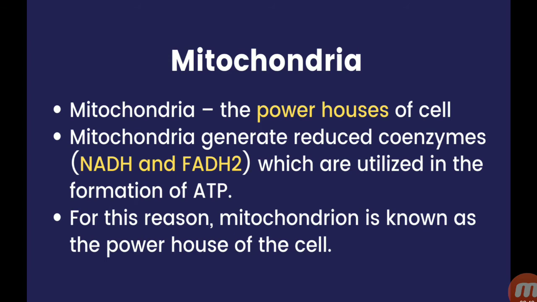So now, before moving forward, we will see about the mitochondria. It is known as the powerhouse of the cell. It is the center for all the metabolic oxidative reactions which produce reduced coenzymes NADH and FADH2, which are then utilized in the electron transport chain for the formation of ATP. That's why it is often referred to as powerhouse of the cell.